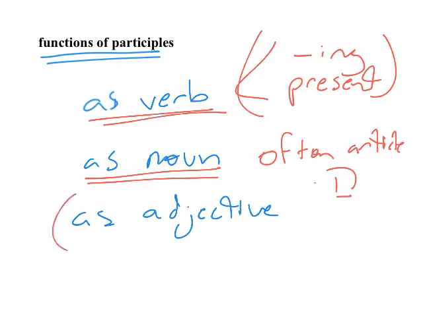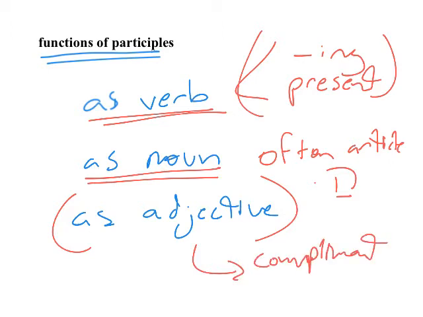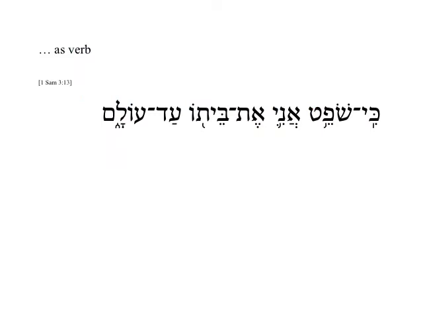And as an adjective then, we will know this because it will complement a noun and it will agree with the noun just like any other adjective would, and so this will give us a clue how to deal with it as an adjective. Let's look at some examples. 1 Samuel chapter 3, verse 13 says, Ki shofet ani et beito ad olam.